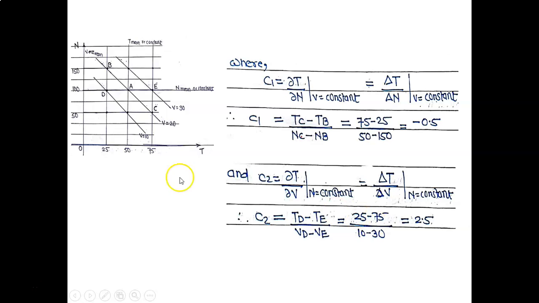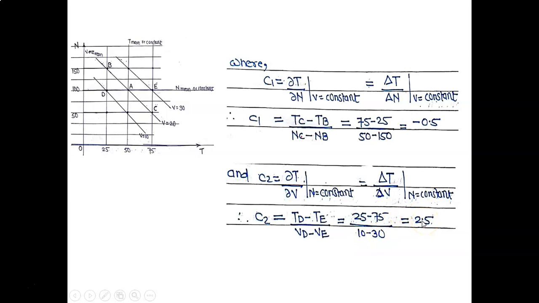is equal to, TD means 25, TE means 75. Therefore 25 minus 75 divided by VD. What is the voltage passing through the point D? V is equal to 10. Therefore 10 minus VE. What is the voltage passing through the point E? V is equal to 30. Therefore 10 minus 30 is equal to 2.5.